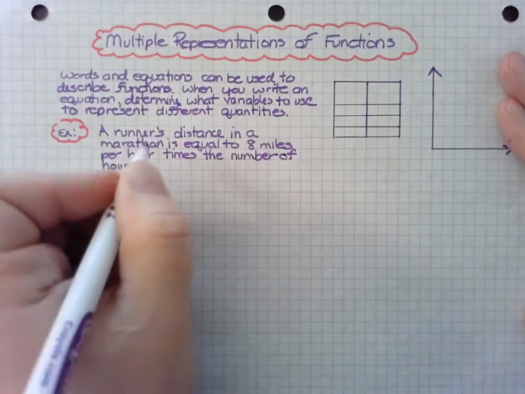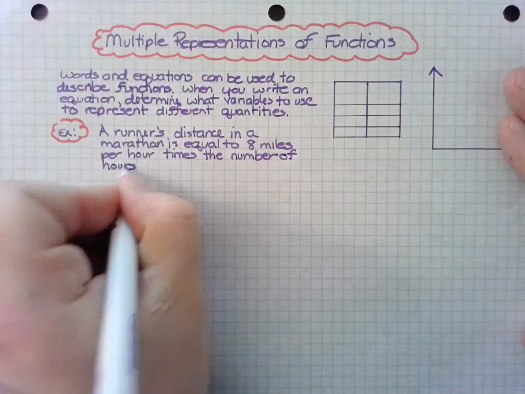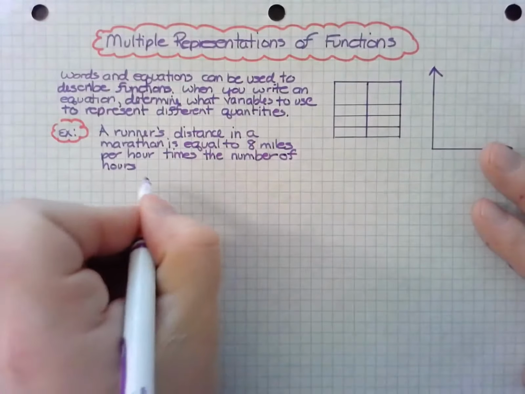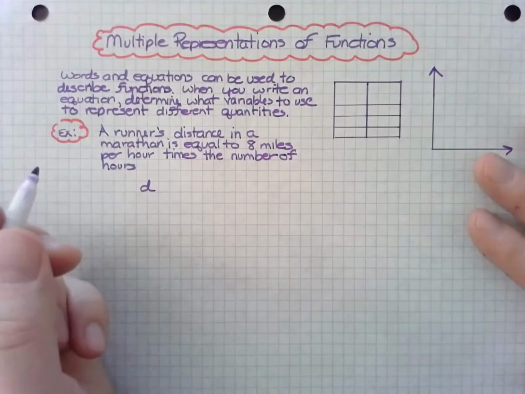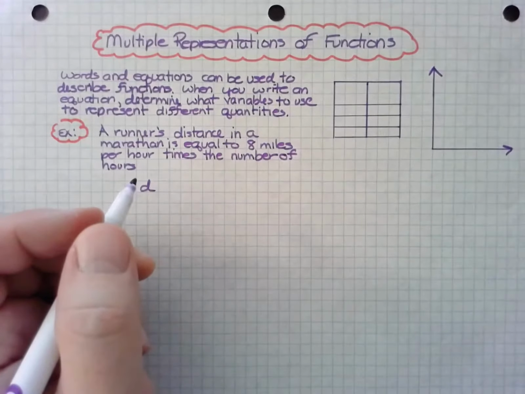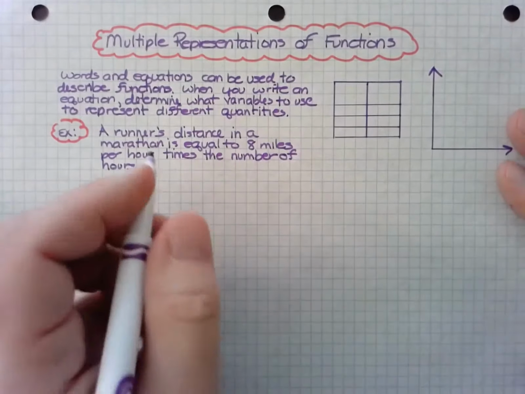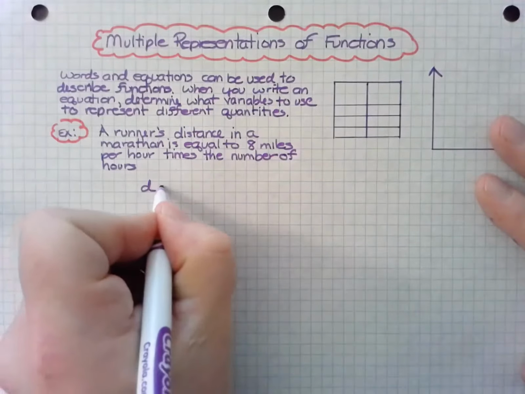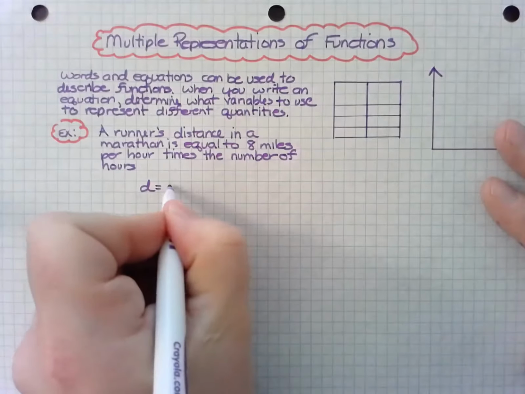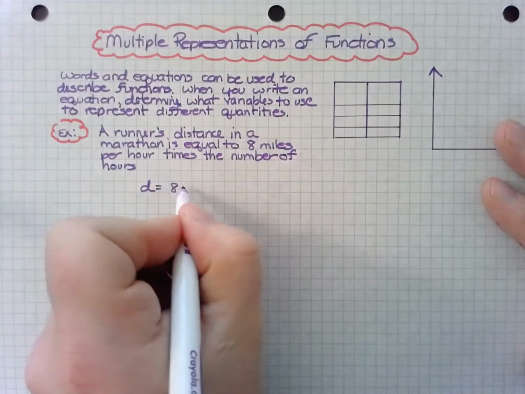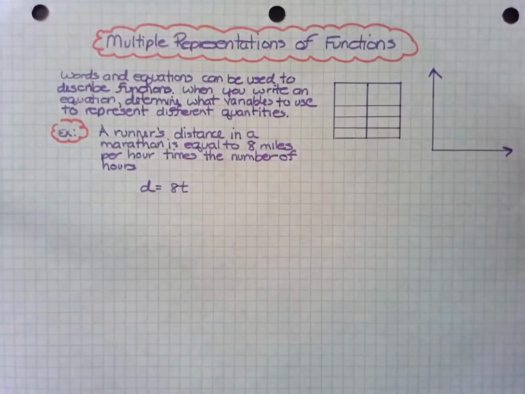And so we can represent that as an equation. I can say that the total distance, d, the total distance or outcome, is dependent on how many hours the runner runs. And so I know that I can go 8 miles in t hours.